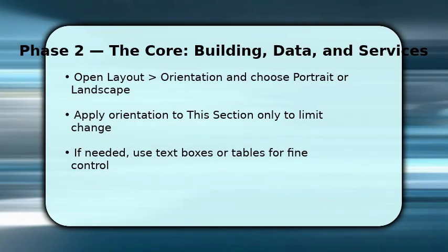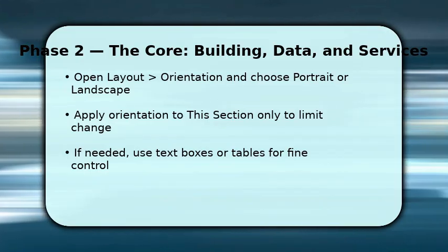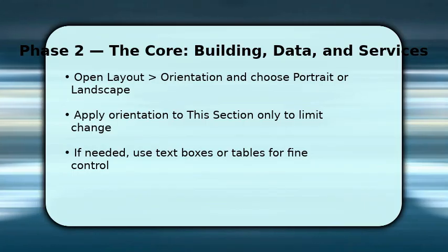For single-page rotation of specific elements, convert content into text boxes or tables and rotate those objects. This gives precise control without altering margins. Once rotated, check page breaks and adjust spacing so content stays on the intended page.